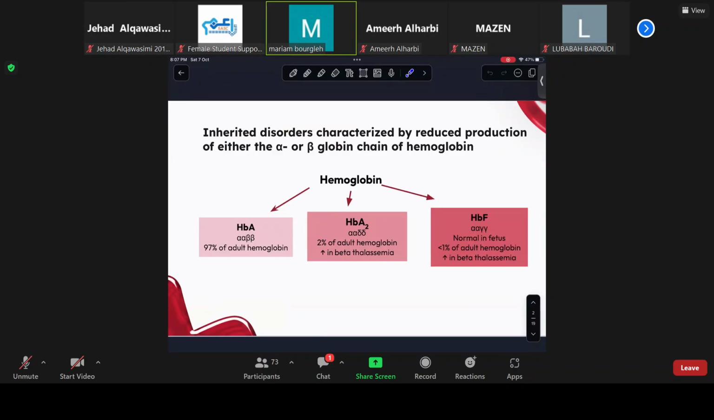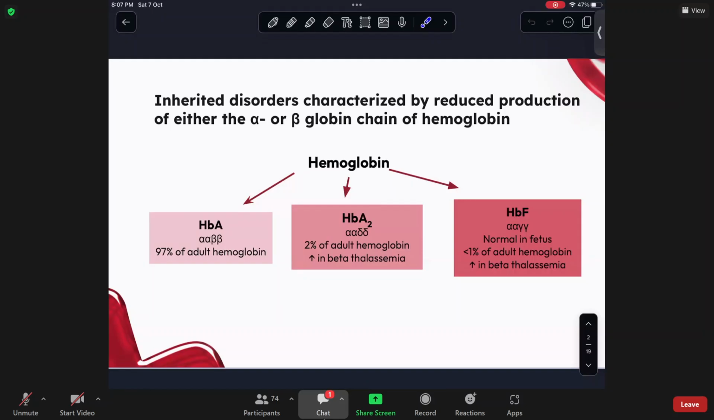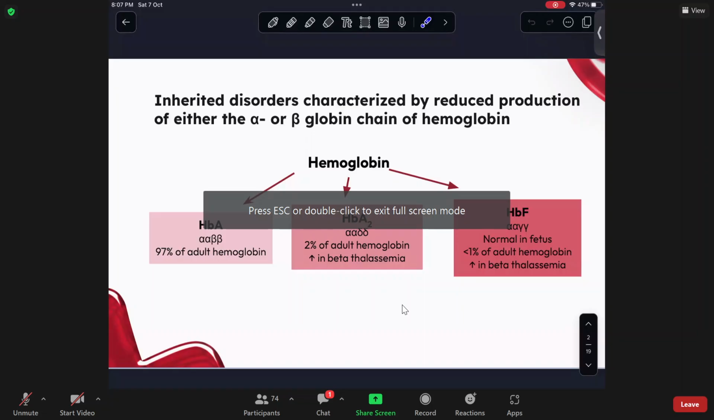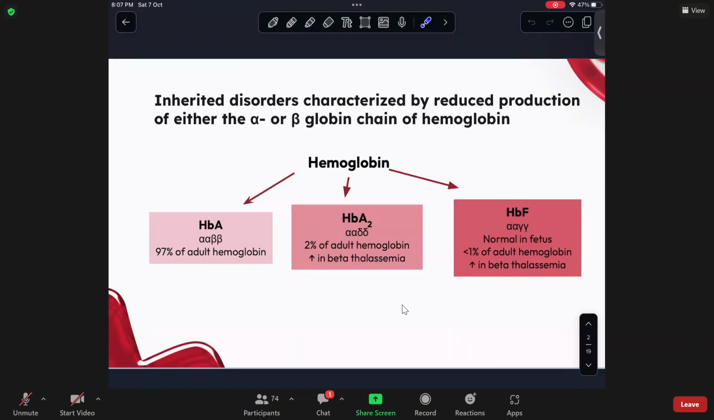Okay, first of all, what is thalassemia? It's an inherited disorder characterized by reduced production of either alpha or beta globin chains of hemoglobin. As you know, hemoglobin is formed by four globin chains. If there is any abnormality in the production of alpha or beta, then this is called thalassemia.